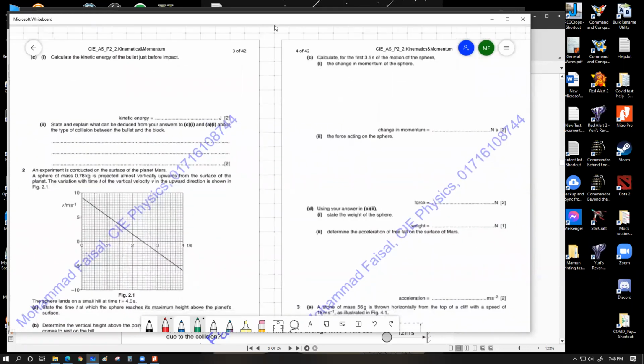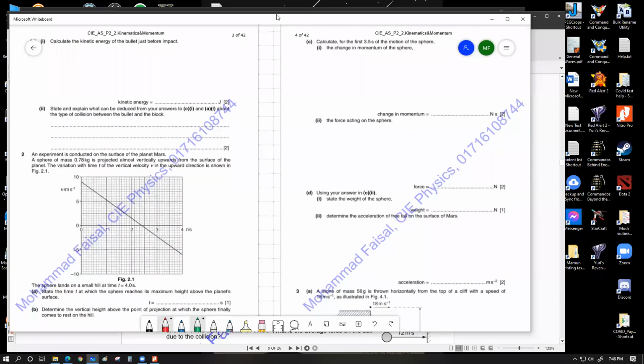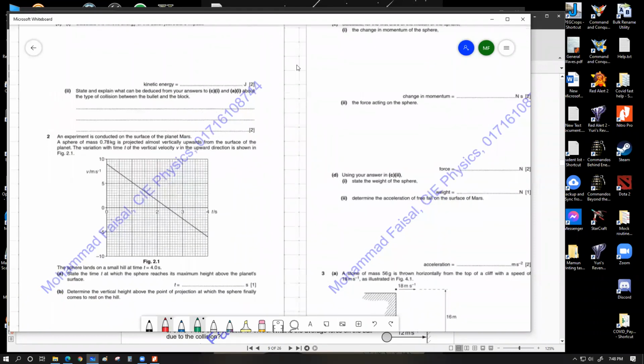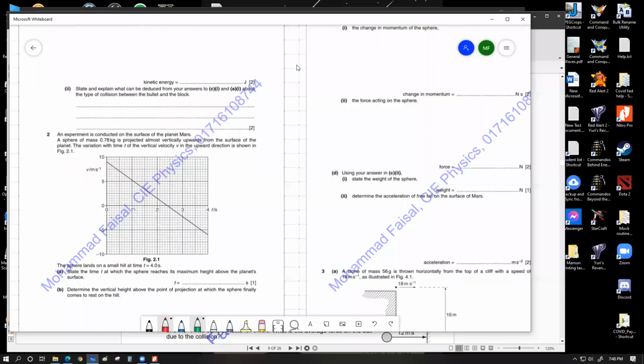I'm just going to skim through this paper for questions which essentially require some discussion. Question number 2 is a pretty interesting one. I'd like to discuss one thing about question number 2.